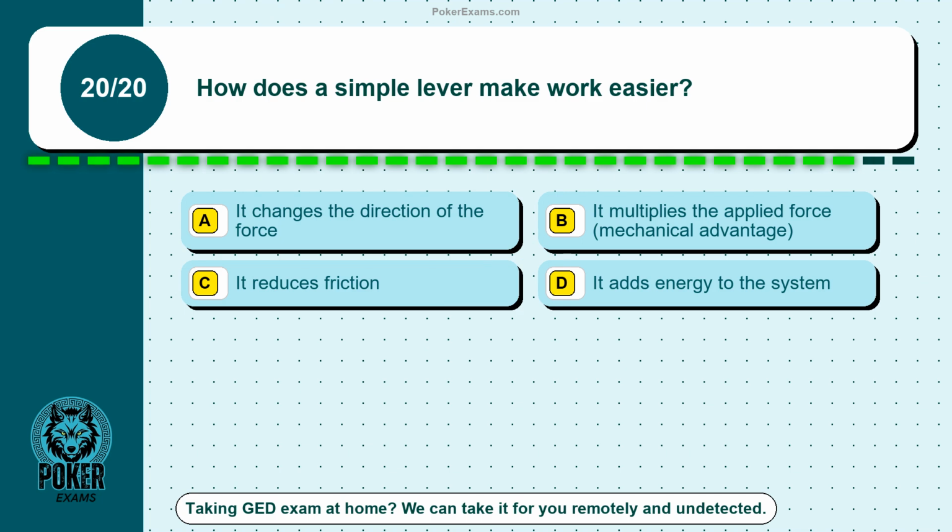Question 20. How does a simple lever make work easier? Option A. It changes the direction of the force. Option B. It multiplies the applied force, mechanical advantage. Option C. It reduces friction. Option D. It adds energy to the system.